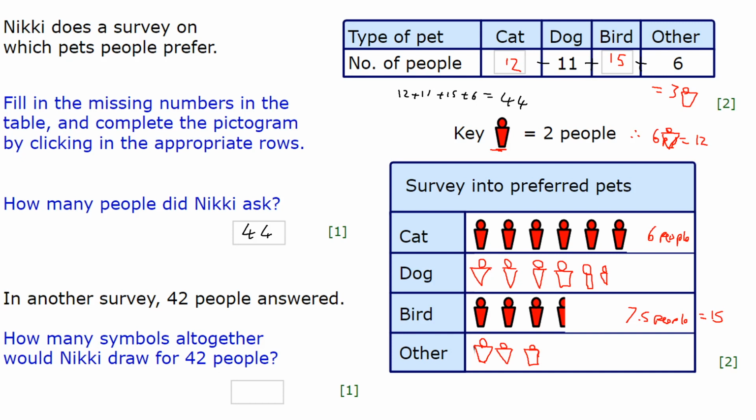In another survey, 42 people were answered. So how many of those symbols from before would be drawn? Well, if we know that 1 is equal to 2 people, how many represents 42 people? All we're going to do is divide 42 by 2, which represents 21 of those pictures. And those are the final solutions.